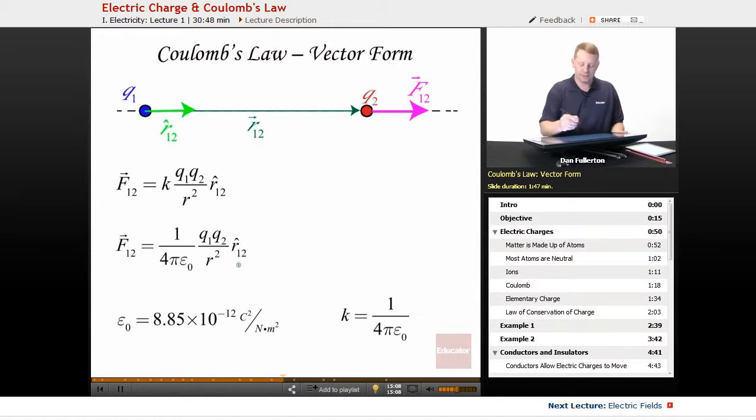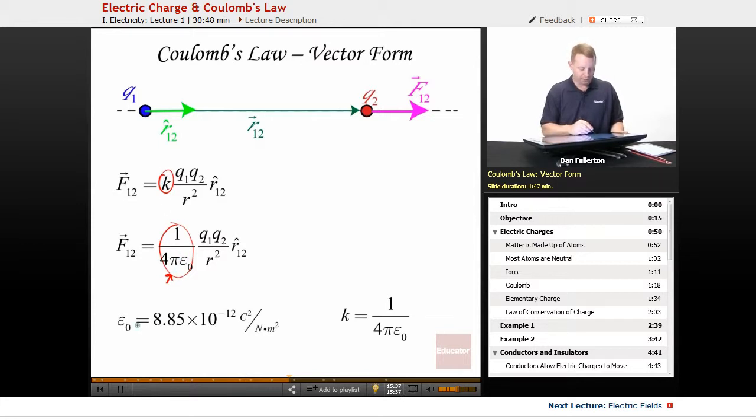Another way to write this is we can take this k and write it as 1 over 4 pi epsilon 0, the permittivity of free space. So 9 times 10 to the 9th or 1 over 4 pi epsilon naught are the same thing. We're going to use this form of that fudge factor quite regularly in the E&M course because it's going to help us with some derivations later, but really they're the same thing. This is a constant, this is a constant, they have the same value.